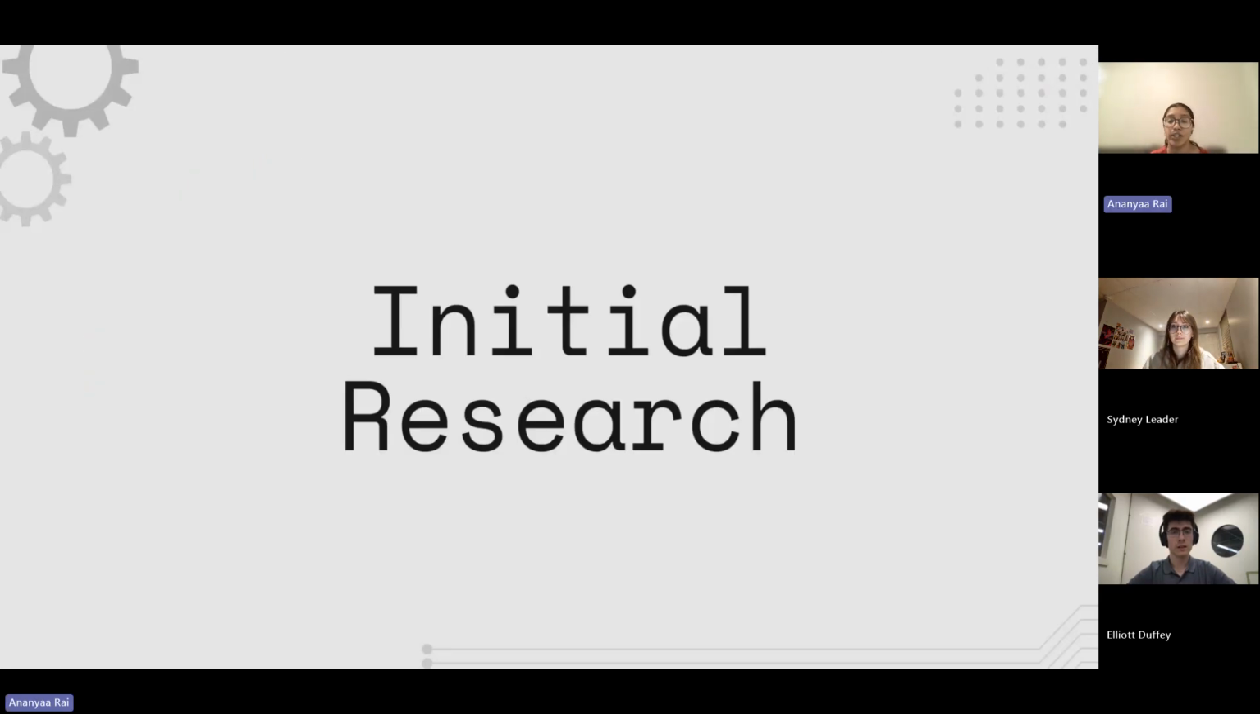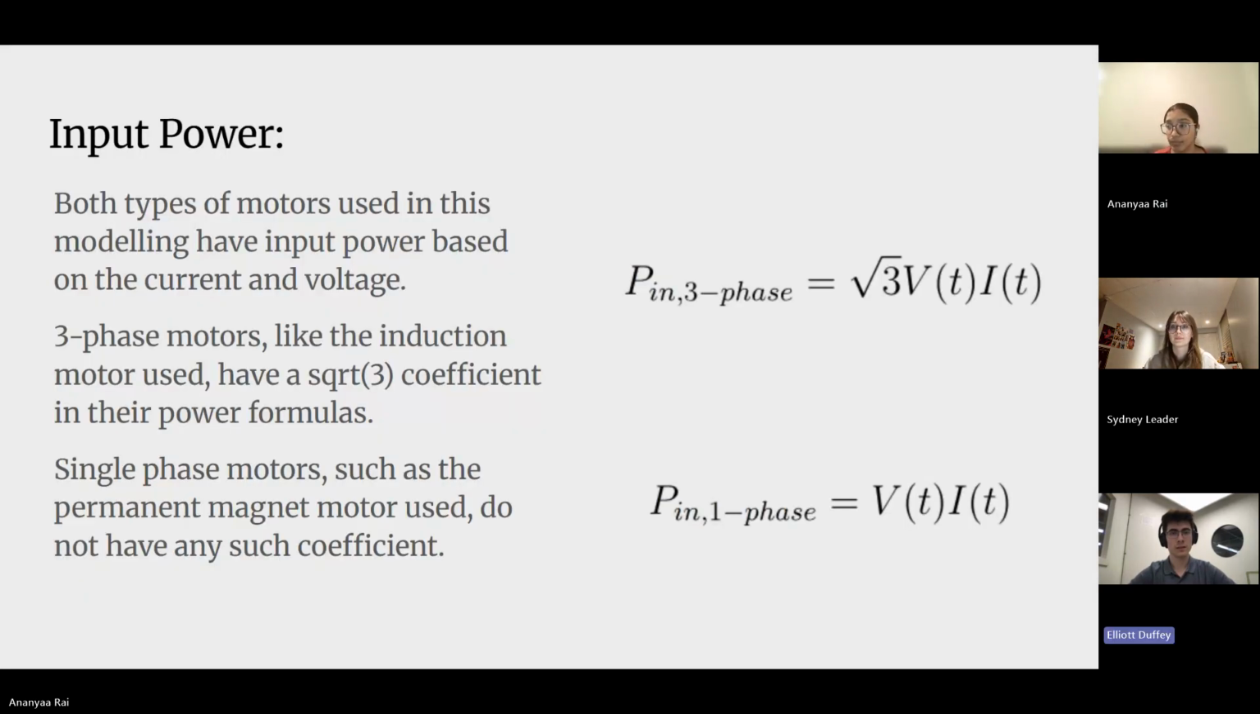Now, looking at some initial research that we conducted. Input power. Both types of motors that we modeled in this project have input power based on the current and voltage. Three-phase motors, like the induction motor we used, have a square root 3 coefficient in their power formulas due to the three currents, with each phase shifted by 120 degrees. Single-phase motors, on the other hand, such as the permanent magnet motor used, do not have any such coefficient.